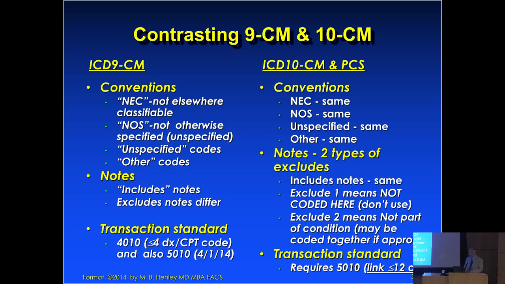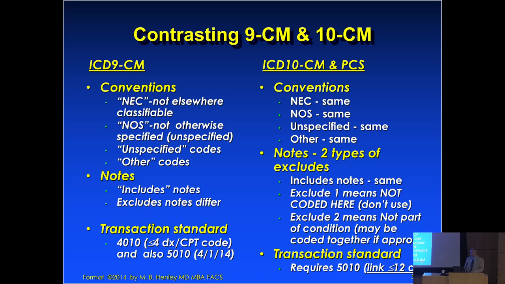There are two types of notes, includes notes of the same. Exclude one means not coded here, don't use that code, and you have to actually look at the code set to understand whether it says exclude one or exclude two. And exclude two means not part of this condition, it may be coded together if appropriate.